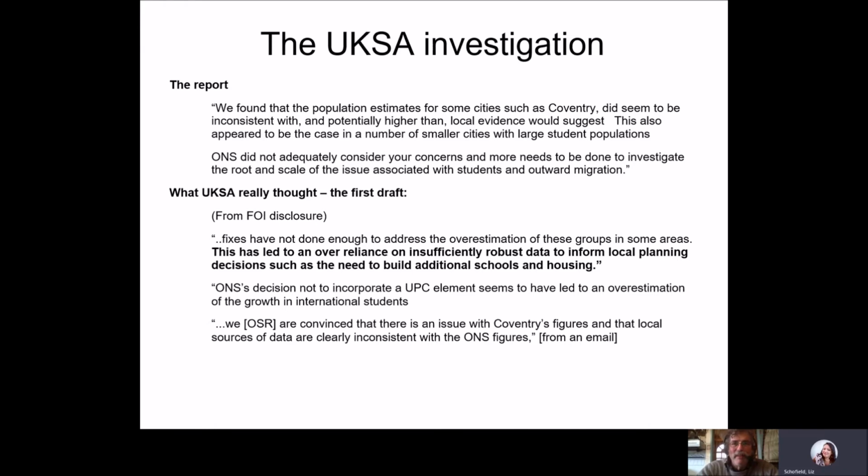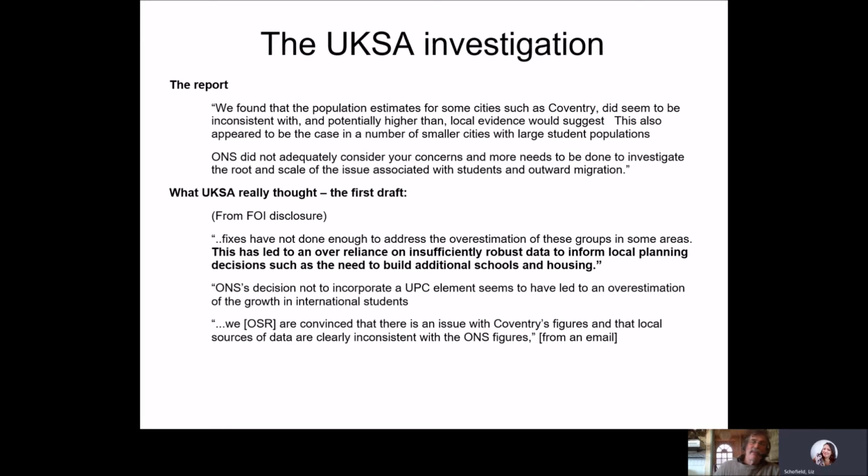So the report said Coventry did seem to be inconsistent with the figures, the population estimates did seem to be inconsistent with and potentially higher than local evidence would suggest. So that's all the stuff I showed you. And this also appeared to be the case in a number of smaller cities with large student populations. Then it goes on to say, in polite words that they fobbed us off, ONS did not adequately consider your concerns and more needs to be done to investigate the root and scale of the issue.